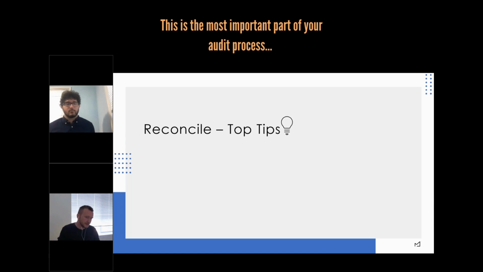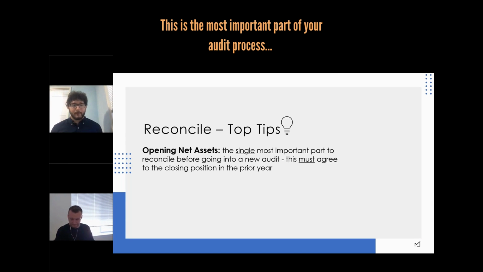A couple of top tips for you when it comes to the reconciliation process. The first one is opening net assets. The single most important thing that you can do when you're reconciling your books and records is to make sure that your opening net assets number in your financial software agrees to the closing net assets number in your prior year audit report and your financial statements. That is fundamental. If they do not agree, something has happened and we need to investigate there.